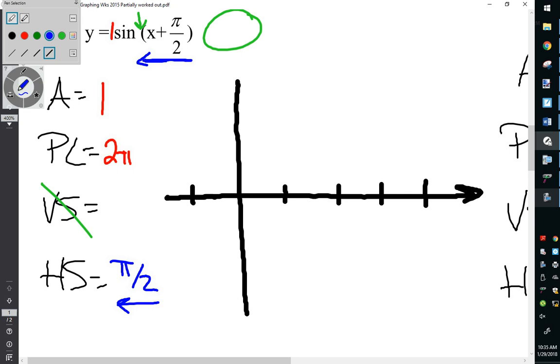So I make my normal graph. I give myself the 4 hash marks. The 4th hash mark is my period length, 2 pi. So this one's going to be 2 pi. This is pi. This is pi over 2. 3 pi over 2. Hopefully you're getting the hang of that.